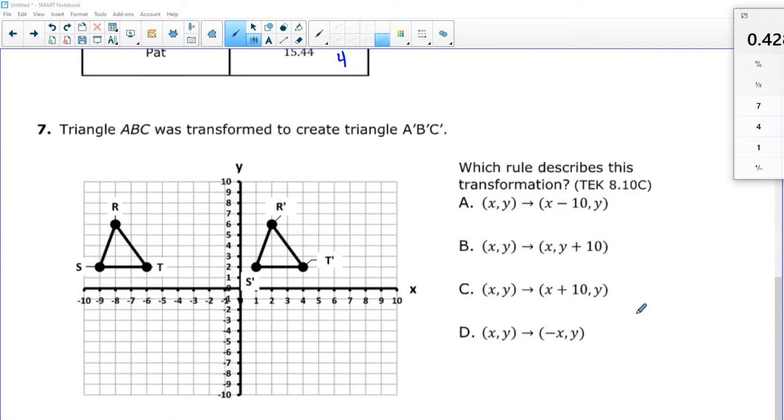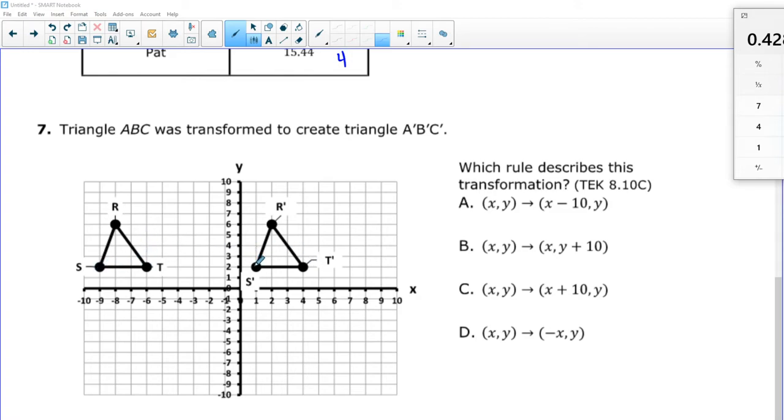Try to get this out of the way. I don't need my calculator for this. ABC transforms to create A'B'C'. Which rule describes this transformation? All right, so look at my two pictures. They're both the same size. It's on a different side of the axis, but if I look, they're both facing the same way.